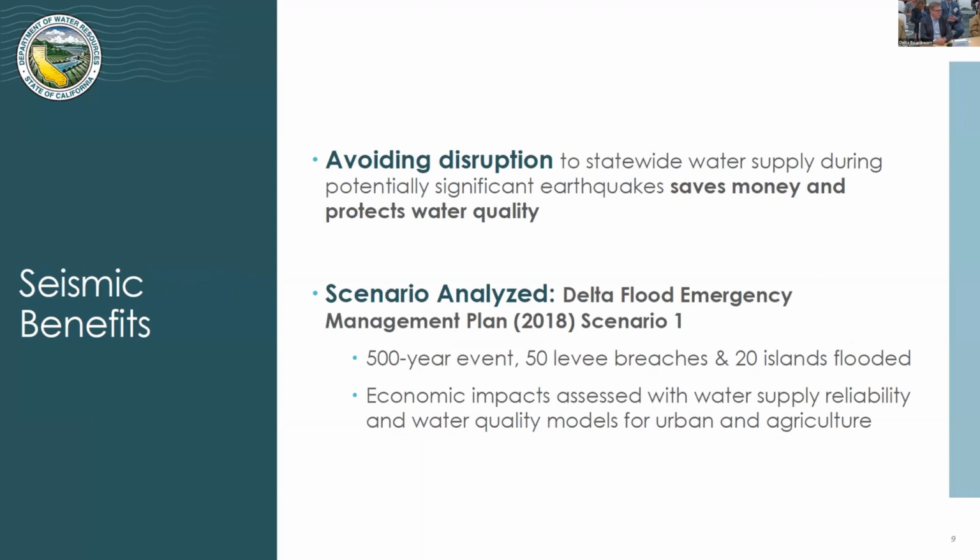So turning now to seismic benefits, which is another major category of benefits that we analyzed as part of the DCP. What we're using here is the Delta Flood Emergency Management Plan, so-called Scenario 1 in that document, which they identify as being their primary planning scenario. That envisions a 500-year earthquake event, so a 1 in 500-year event, that would result in 50 levee breaches and 20 islands flooded. So we look at the outage and the water quality impacts of that, and then put an economic value to it relative to what would happen post-earthquake if the DCP were operating.